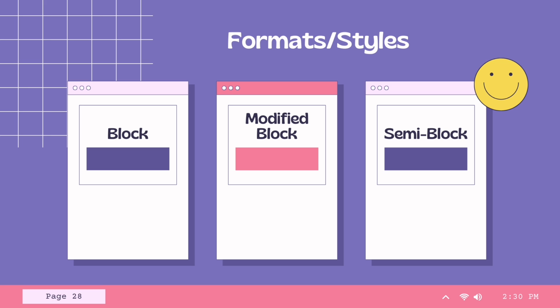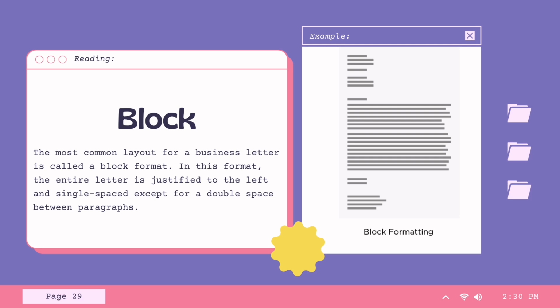Many organizations have their own style for writing a business letter, but here are some common examples. Block format. The most common layout for a business letter is called the block format. In this format, the entire letter is justified to the left and single space except for double space between paragraphs.